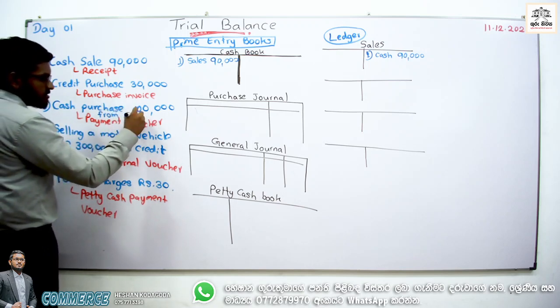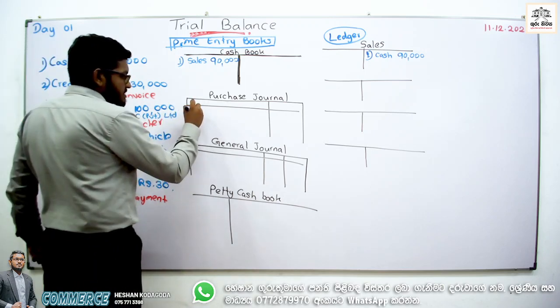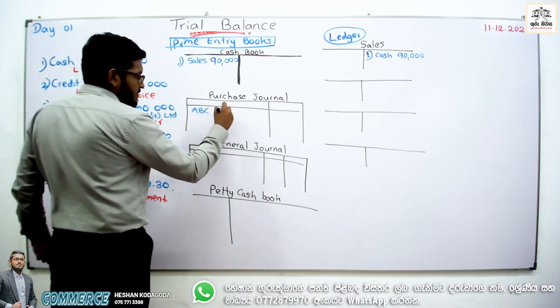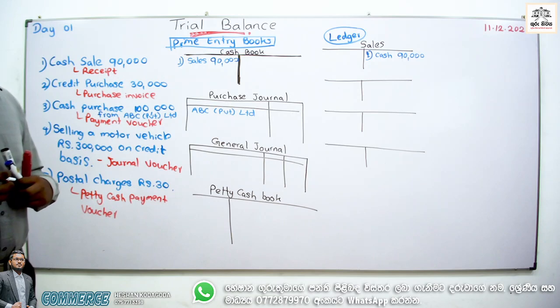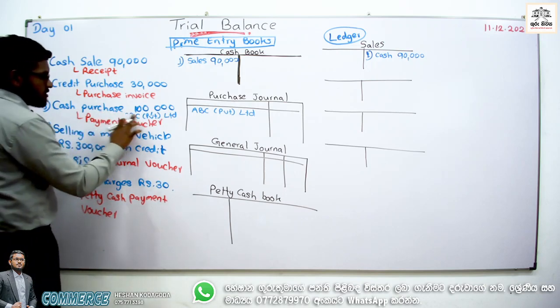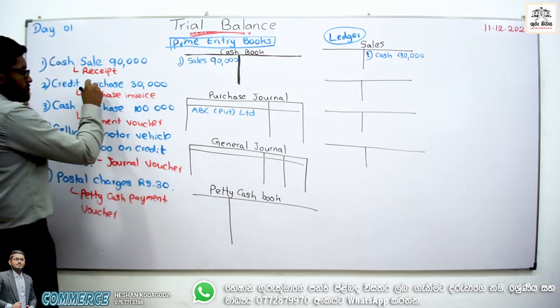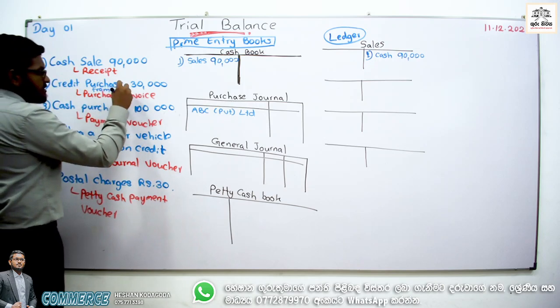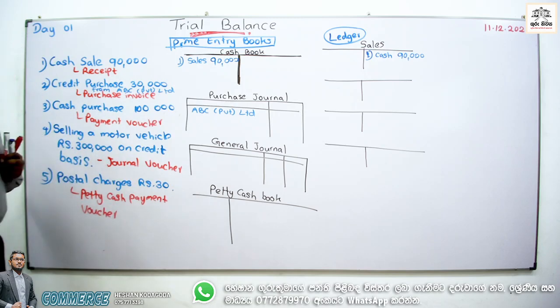ABC Private Limited. So the supplier is ABC Private. Sorry, I wrote it as a cash purchase transaction from ABC. I missed the second one, right? Credit purchase, right? All right. So from ABC Private. Right? So ABC Private Limited, what is the amount? 30,000.